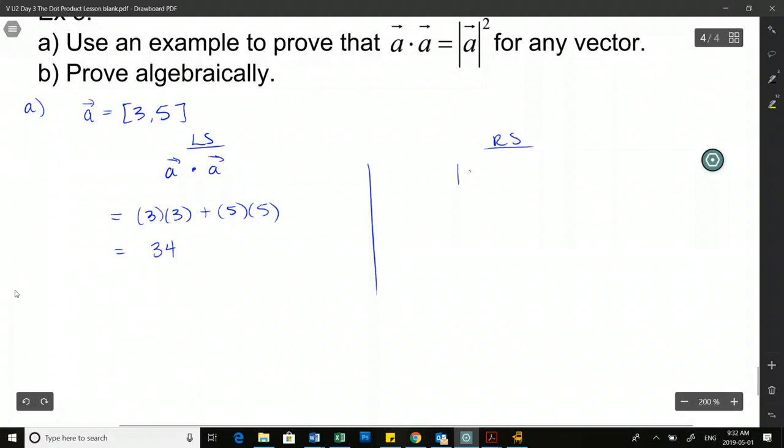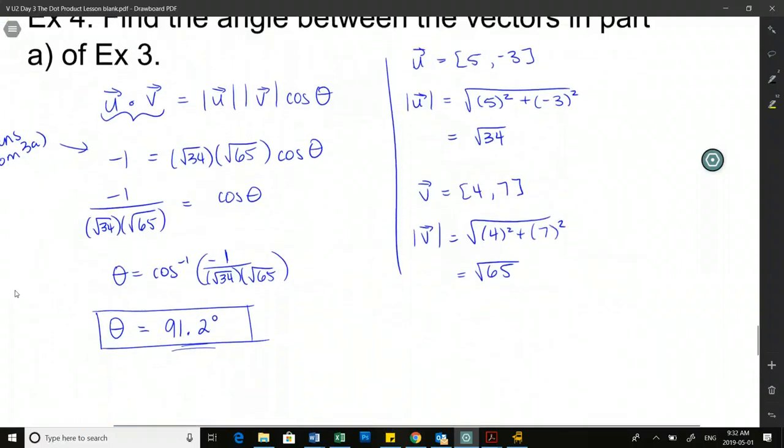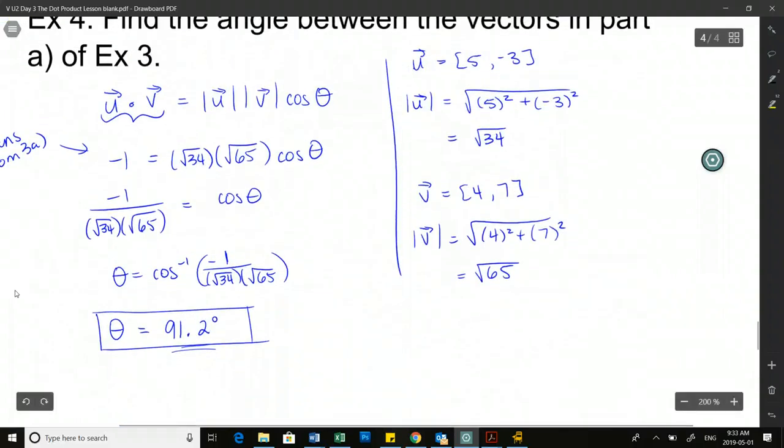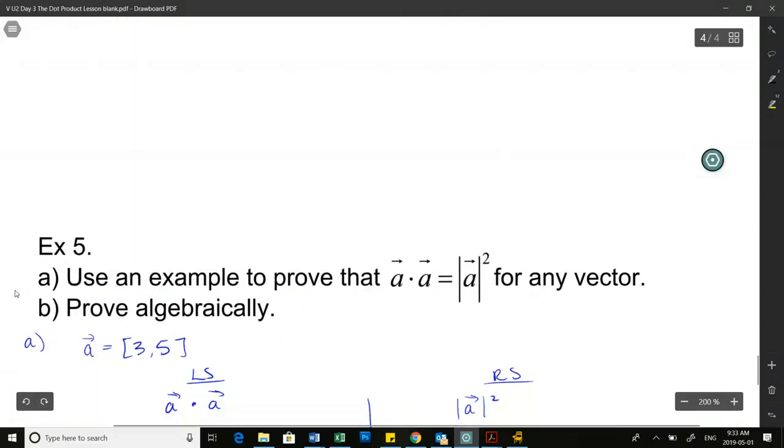Okay, magnitude of A squared. Well, if the magnitude of A is found like this, where we do the square root here, I could actually just square both sides and just do the x component squared plus the y component squared.